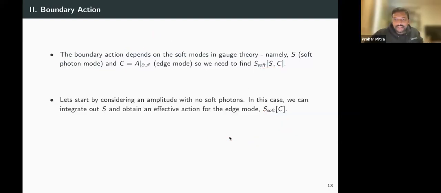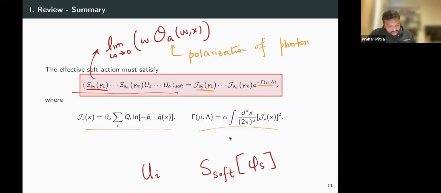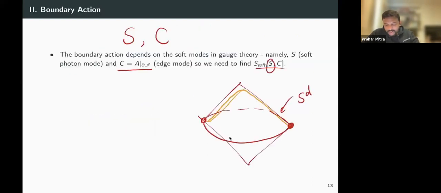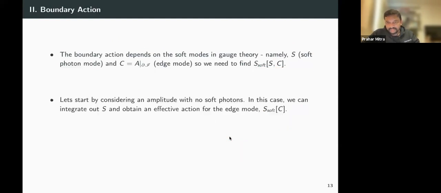Okay, so let's simplify my work first. I'm going to start by assuming that there are no external soft operators, so there are no S insertions, and I'm just looking at the correlation functions of the hard operators. If there are no S insertions, then I can integrate out S completely, and I'm going to get an effective action for just C. I'm going to start by trying to construct this effective action, and then I'm going to integrate in S after that, just so I can go step by step.